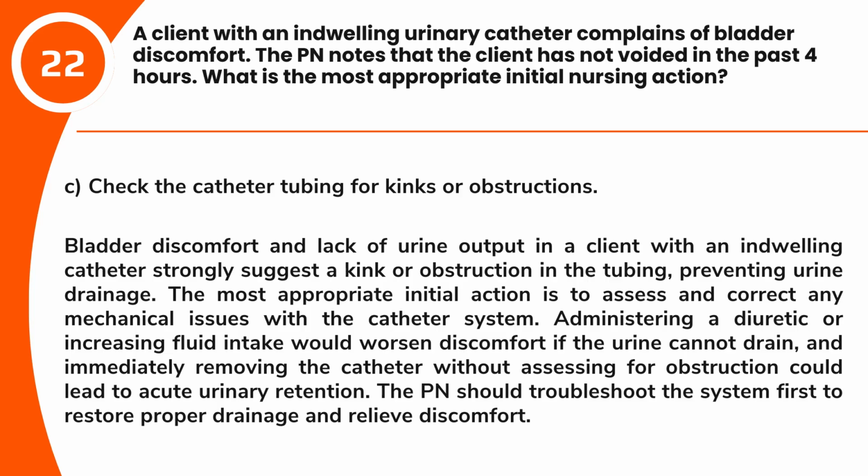Bladder discomfort and lack of urine output in a client with an indwelling catheter strongly suggest a kink or obstruction in the tubing, preventing urine drainage. The most appropriate initial action is to assess and correct any mechanical issues with the catheter system. Administering a diuretic or increasing fluid intake would worsen discomfort if the urine cannot drain, and immediately removing the catheter without assessing for obstruction could lead to acute urinary retention. The PN should troubleshoot the system first to restore proper drainage and relieve discomfort.